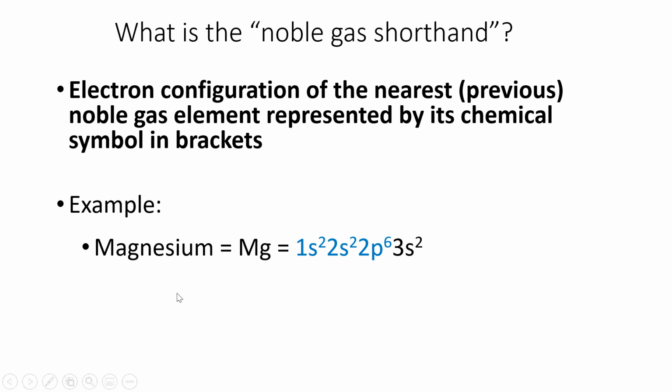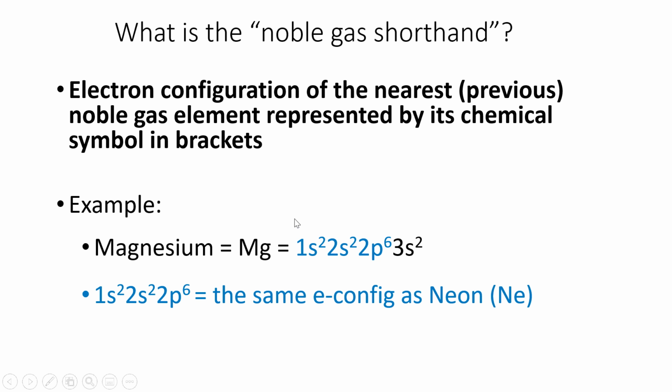And so what we do is we use the electron configuration of the previous noble gas in brackets to represent it, as like a little shortcut here. So for example, magnesium has this electron configuration, 1s2, 2s2, 2p6, 3s2. Instead of writing out this whole thing, we can say, oh look, 1s2, 2s2, 2p6, that's the same as neon. Okay, and neon's a noble gas. And so as a shorthand, we can say magnesium is like neon with 2 more electrons in the 3s.